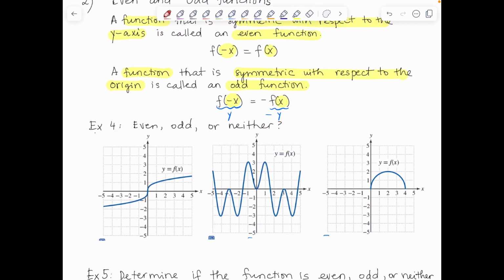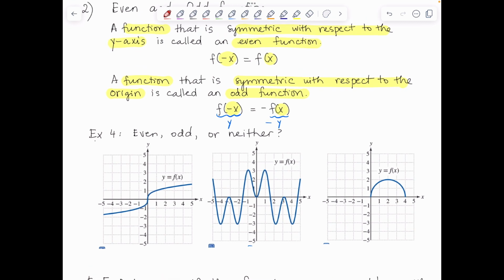Let's look at these graphs to see if these functions are even, odd, or neither. First of all, these are all functions because they all pass the vertical line test. To determine if they are symmetric with respect to the y-axis, I can fold the paper along the y-axis to see if the left image coincides with the right image. If I do that for the first graph, the two images will not coincide. So therefore, the first graph is not even because it is not symmetric with respect to the y-axis.